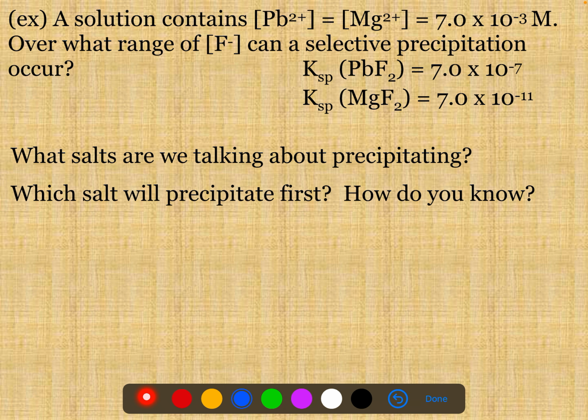So we're looking at what salts we are talking about precipitating. We're either going to precipitate out lead 2 fluoride or magnesium 2 fluoride. And if we want to know which one is going to precipitate first, remember we said the one that has the lower KSP value is less soluble, therefore that one would precipitate first. So here the magnesium fluoride, because the KSP value is lower, it's to the -11th, would precipitate before the lead 2 fluoride would.